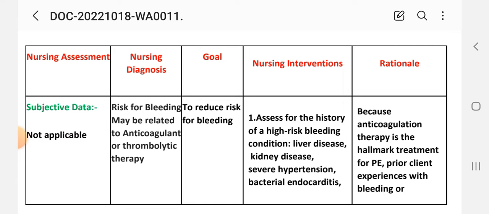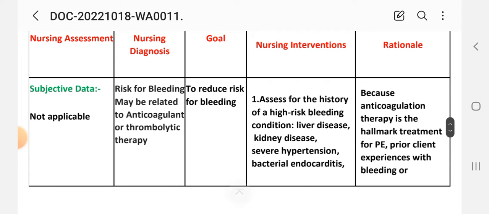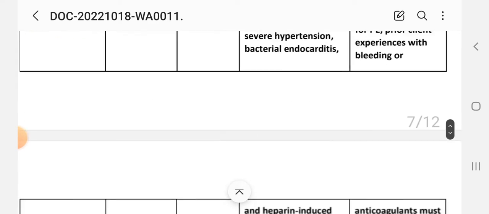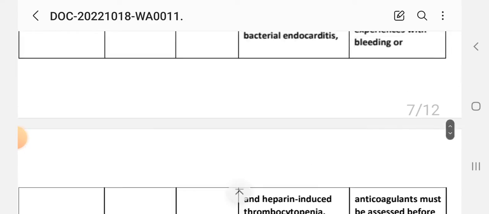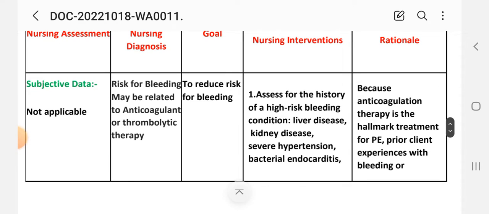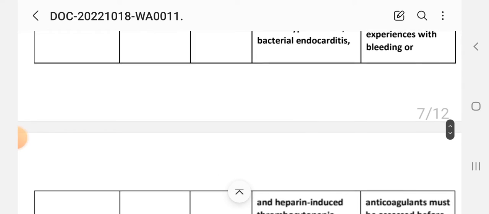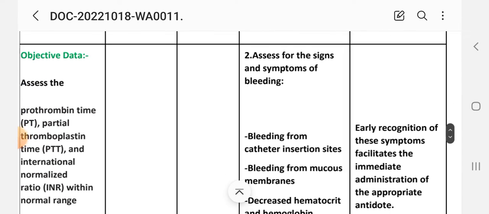Nursing intervention and rationale. First intervention: assess for the history of a high risk bleeding condition: liver disease, kidney disease, severe hypertension, bacterial endocarditis and heparin induced thrombocytopenia. Rationale will be: because anticoagulation therapy is the hallmark treatment for pulmonary embolism, prior client experiences with bleeding or anticoagulants must be assessed before treatment.